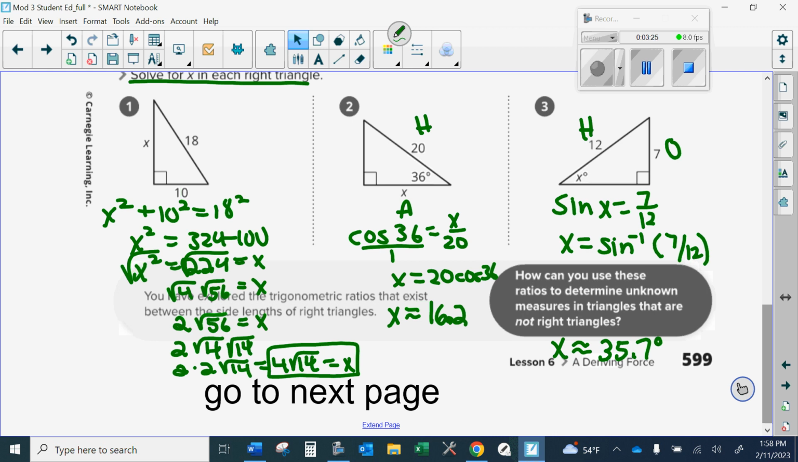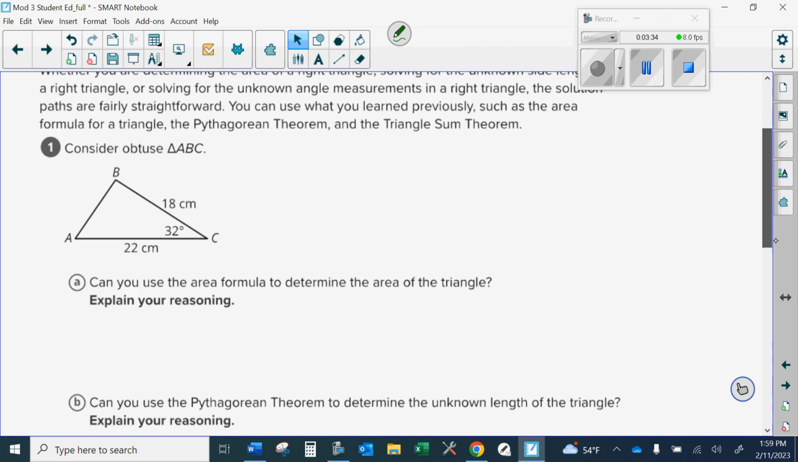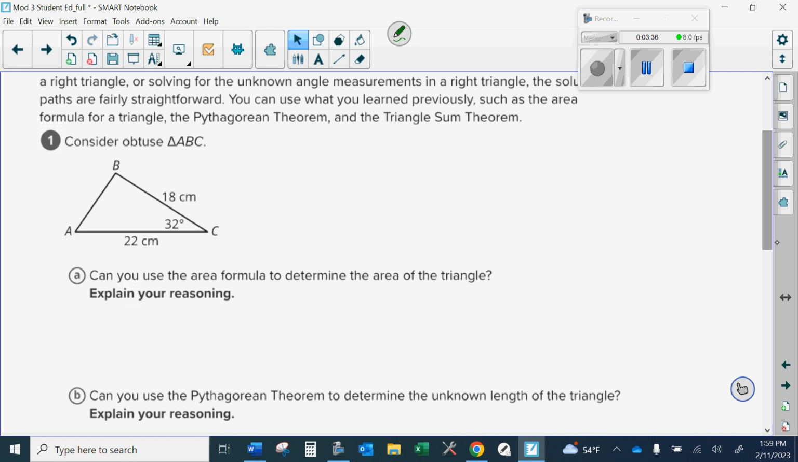Okay, so there's a quick review of what you've already done in this chapter. Let's go on to the new material. Okay, so let's say we have a triangle like this. Is this a right triangle? No. Do we know what the height is? No, they haven't given me that.